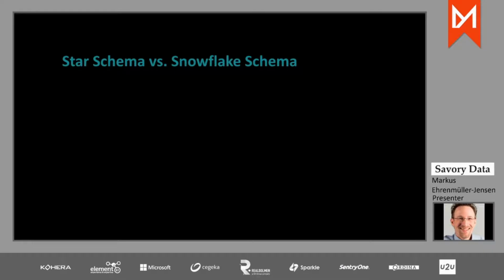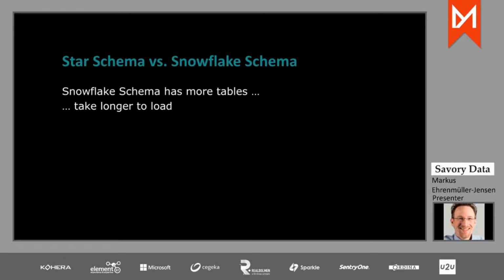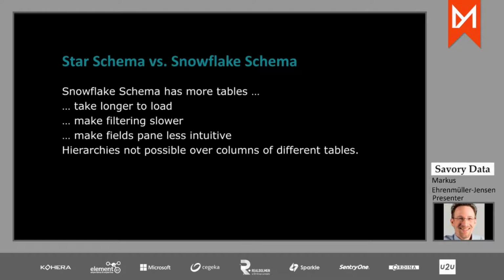If you want to compare those, the snowflake schema has more tables, and as it has more tables, it takes longer to load. If you refresh the model, it will take longer to load. It will make filtering slower because the filter has to propagate through several tables before it ends up in the fact table, and the filter pane on the right is less intuitive because we have several folders in our filter pane where we can find attributes of the product table. And if you want to create hierarchies for your end users to make their life easier, then it's not possible over different tables. You have to load everything in one single table because we can only build hierarchies upon attributes within one single table.